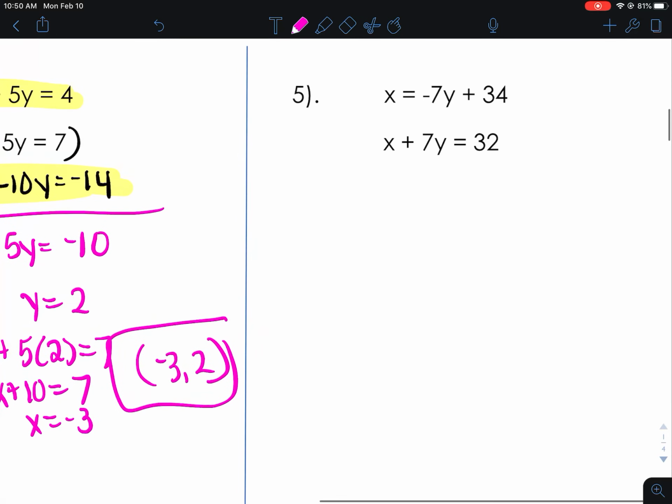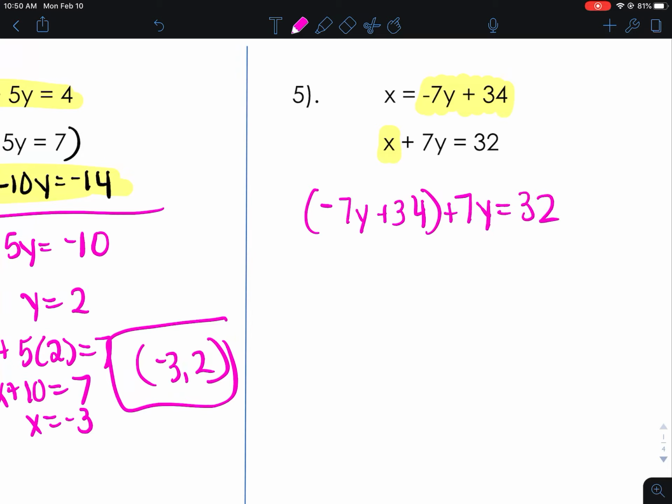For the fifth one, substitution's probably the best bet. So this one I'm going to plug in here for the x down here. And that's going to be negative. We can put it in parentheses, but you don't have to because there's no coefficient on the x. It's just a 1. And then because there's nothing on the outside, we can drop the parentheses. So then when I combine the -7 and the 7, I get 34 because the y's cancel out, equals 32. That's not true. So in this case, there's no solution. And these lines are parallel to one another.